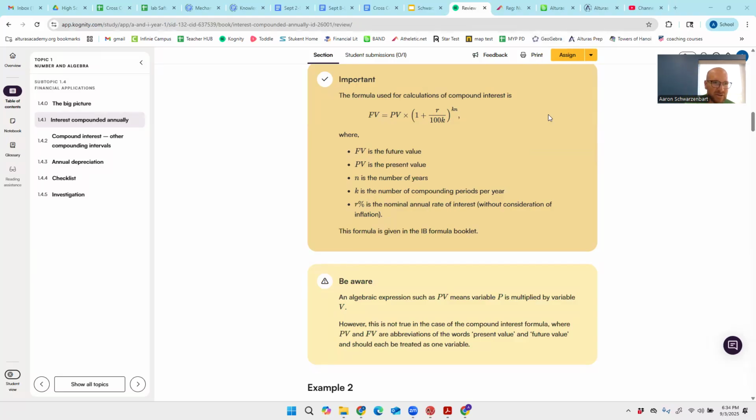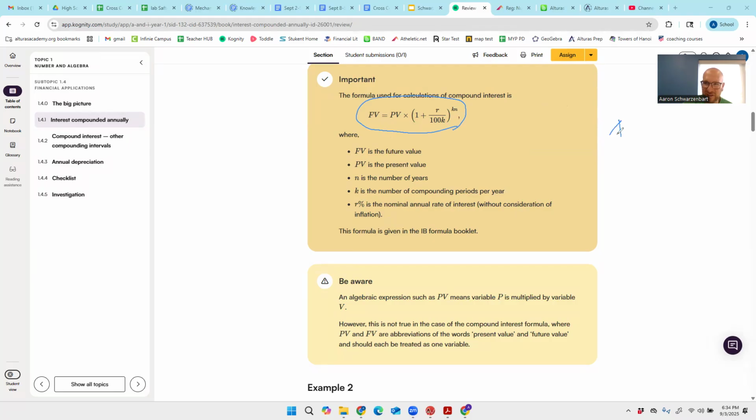Okay, now we are on to 1.4.1. We're going to talk about compound interest. It says interest recorded annually, but most of these will be. But this formula includes things that are not annual.